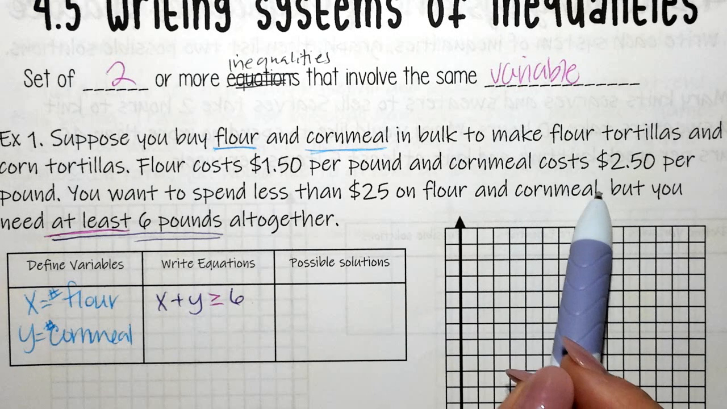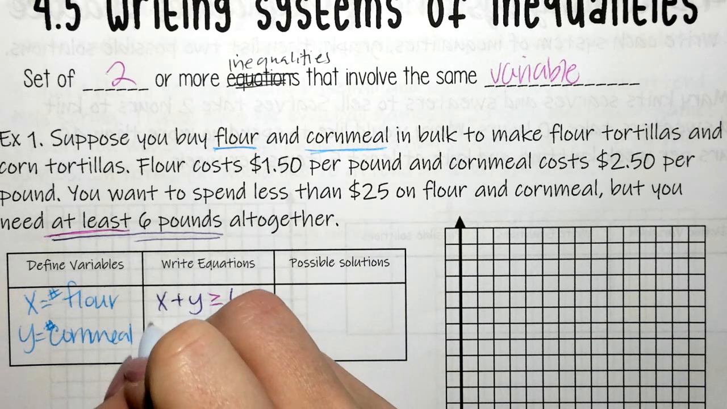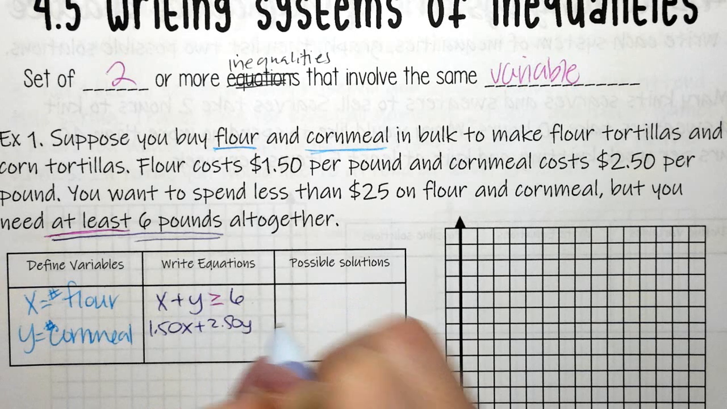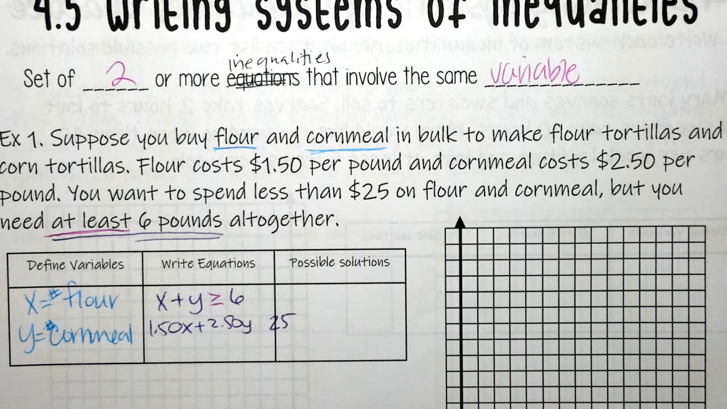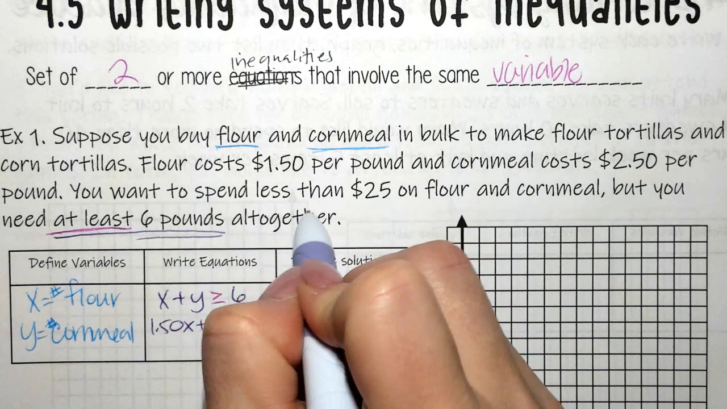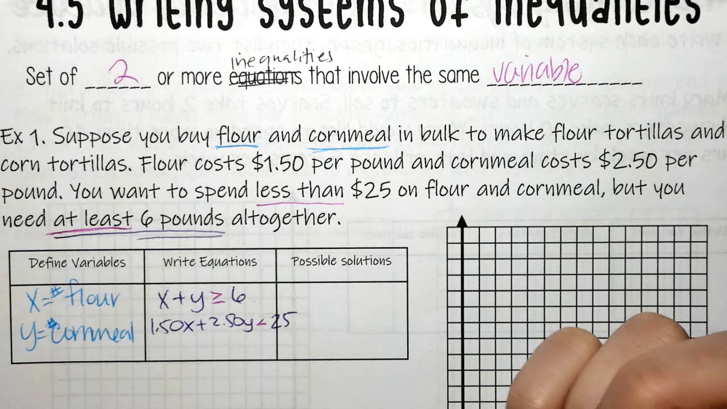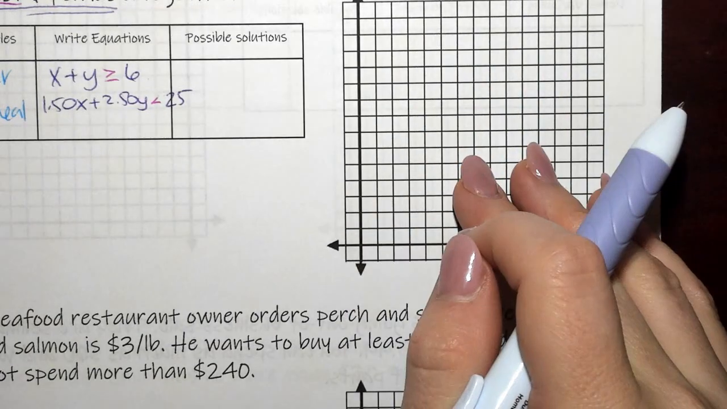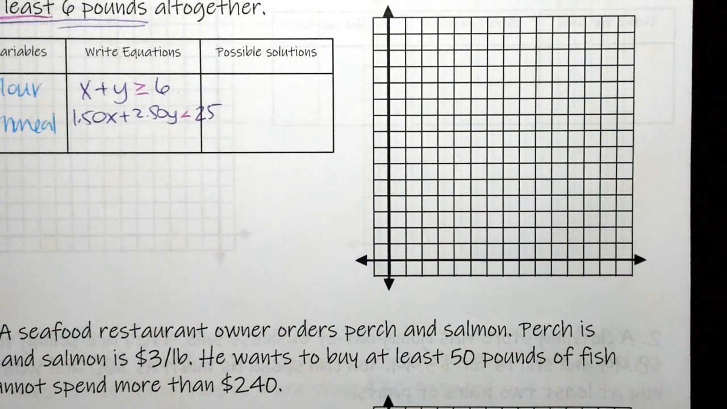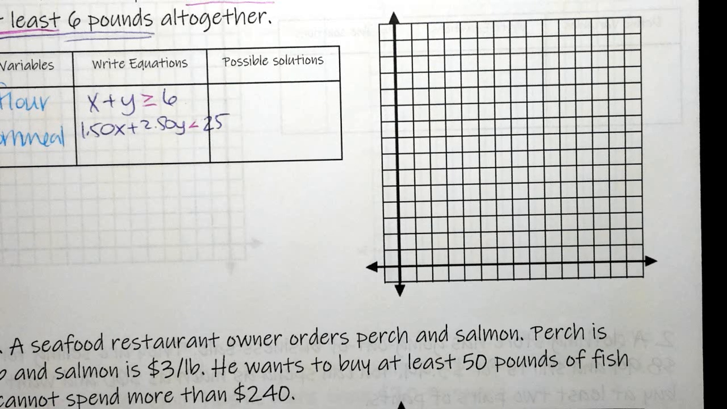And then we've got to figure out the inequality for the cost. We've got 150x plus 250y, and 25 is, we want to spend less than, so that's just our less than symbol. So now we can come over here and graph these two equations, which we will have to get them in slope-intercept form.